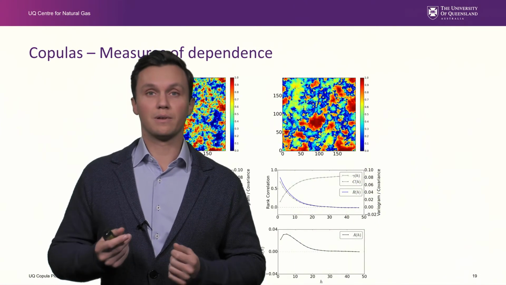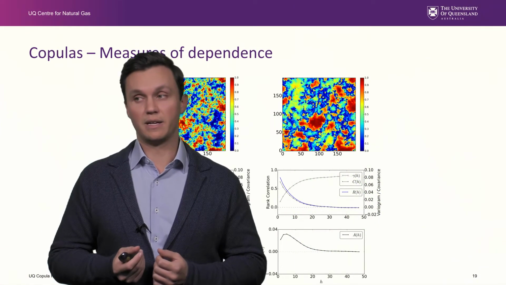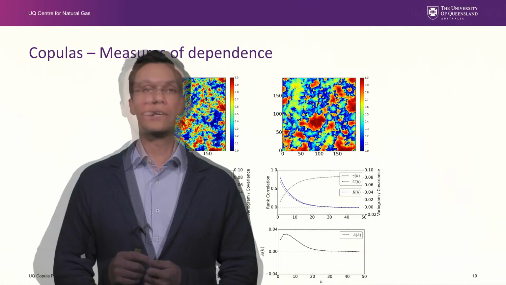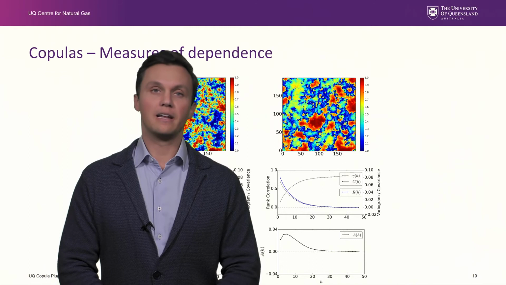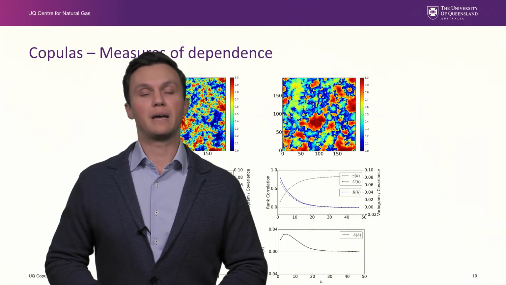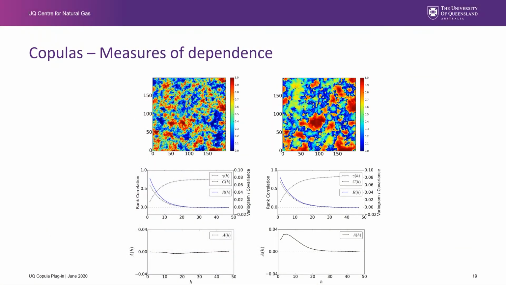So let's have a look at those measures of dependence in action. Here we have two made-up spatial random fields. The left-hand side field is based on a traditional simulation technique, so it's a Gaussian random field. The right-hand side field is constructed using a copula, so it shows some asymmetry.